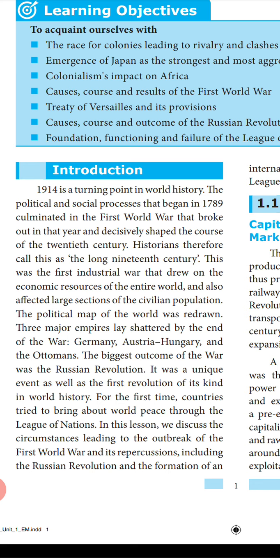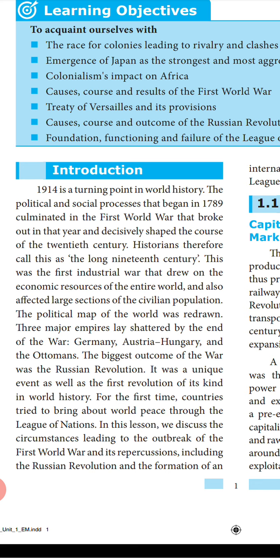This was the first industrial war that drew on the economic resources of the entire world and also affected large sections of the civilian population. The political map of the world was redrawn. Three major empires lay shattered by the end of the war. What were the three major empires? The German Empire, Austria-Hungary, and Ottoman Turkey, as we have marked in the map. I think you might know these places.